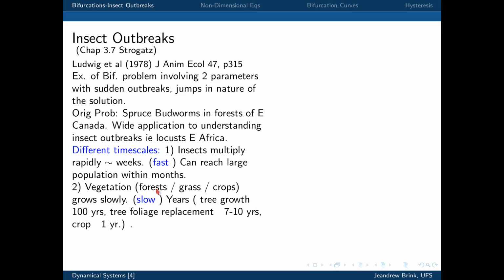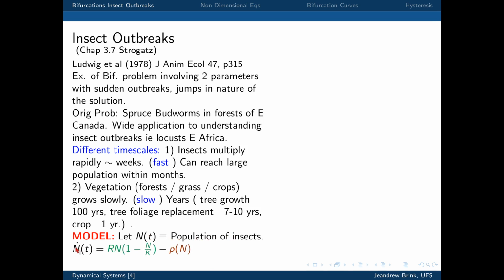Okay, and it's the interaction of these time scales that actually has an important impact on the way the outbreak occurs. So the model Ludwig et al. proposed to describe the outbreak of budworms in the forest was as follows. He said let n of t be the population of insects as a function of time. And then he made up the model.